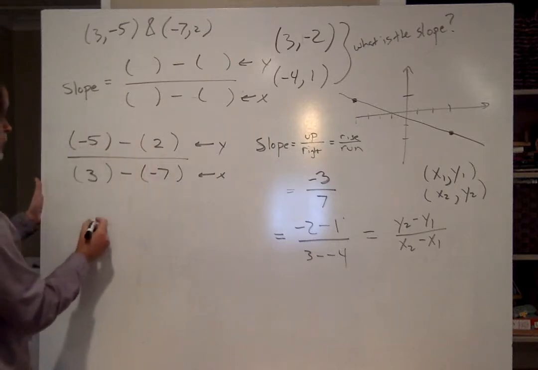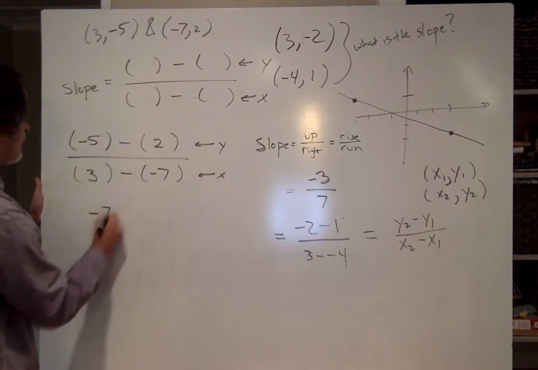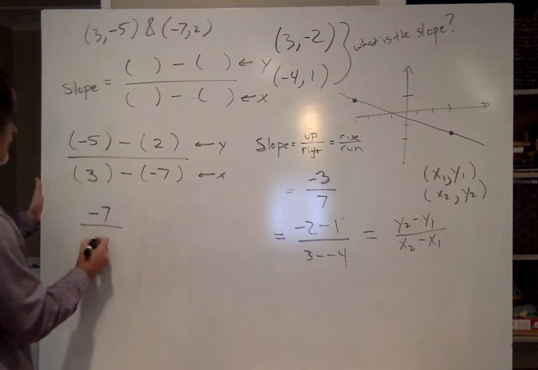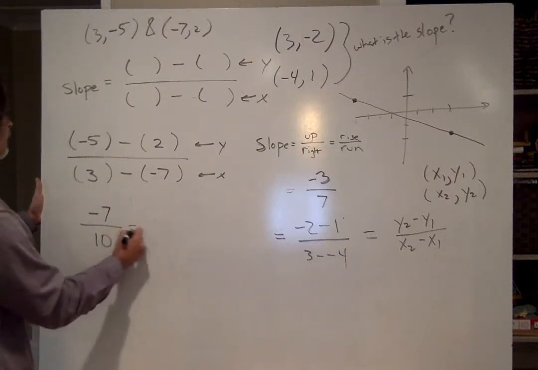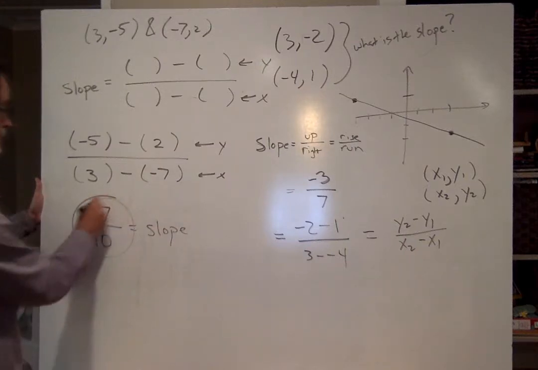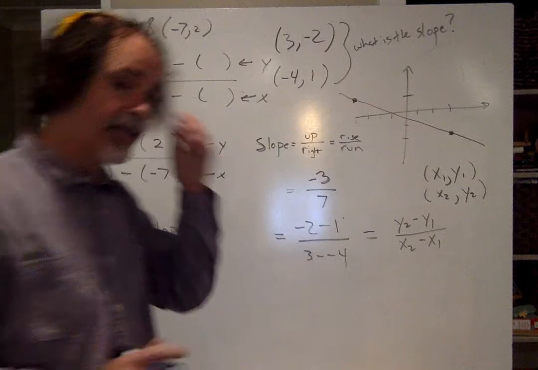-5 minus 2 is -7. 3 minus -7 is 3 plus 7, that's 10. There's the slope. It's exactly that simple.